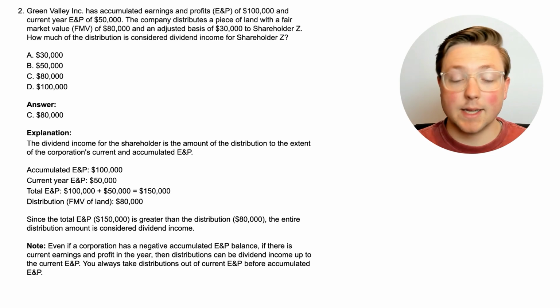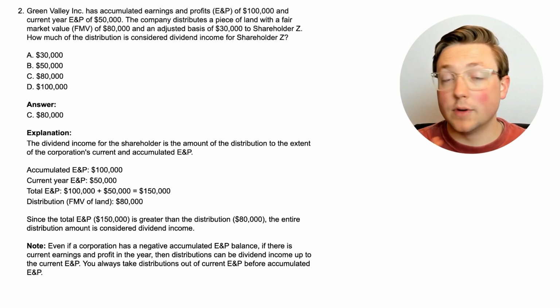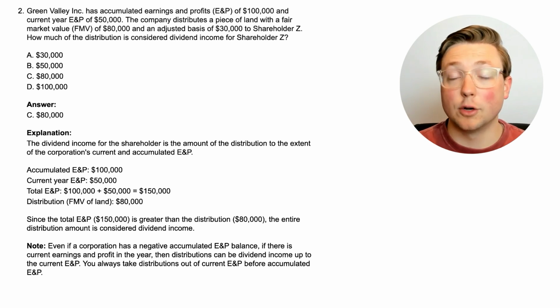But what I'm trying to get at is you always take distributions out of current E&P before accumulated earnings and profits. And that matters because, again, if you have current E&P, you can still take distributions counted as dividend income, even if you have negative accumulated earnings and profits. Let's go to the next questions to make that a little bit more clear.